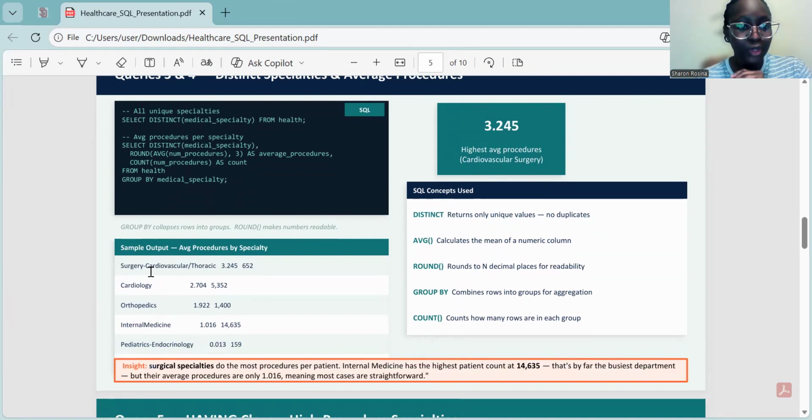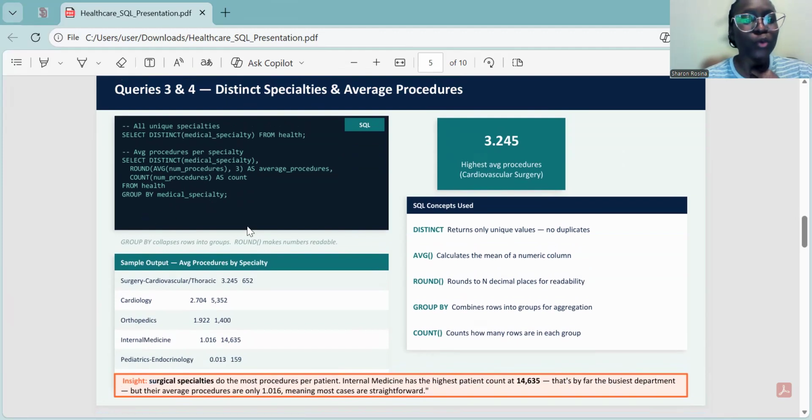The medical departments you have are surgery, cardiovascular and thoracic, cardiology, orthopedic, internal med, pediatrics, endocrinology. Quite a heavy medical term. And then I wanted to understand the number of procedures that each specialty does and the count of patients. As you can see, the surgery department has the highest number of procedures, but just a small number of 652. But internal med has a few procedures, but with a high count of patients.